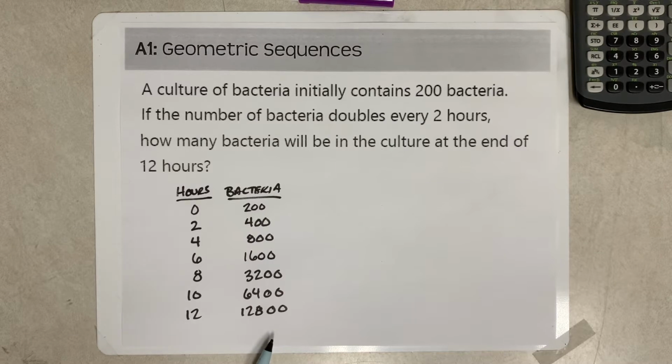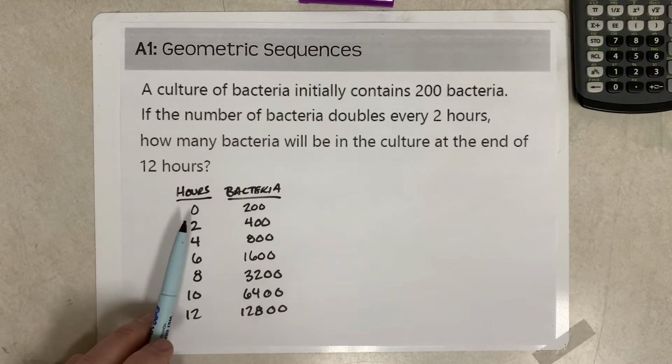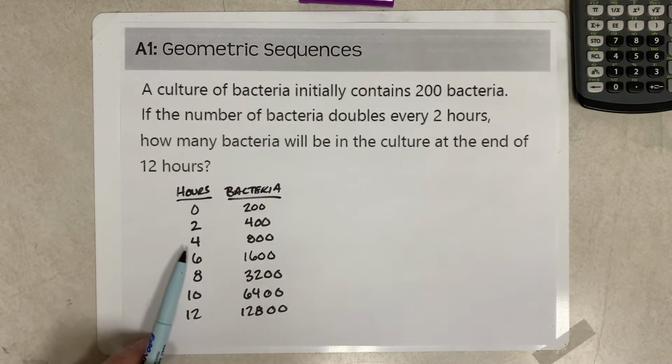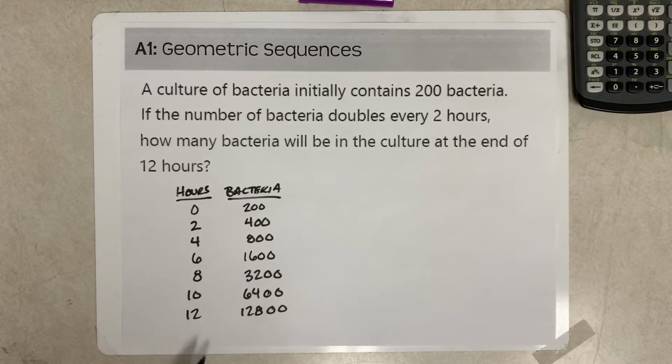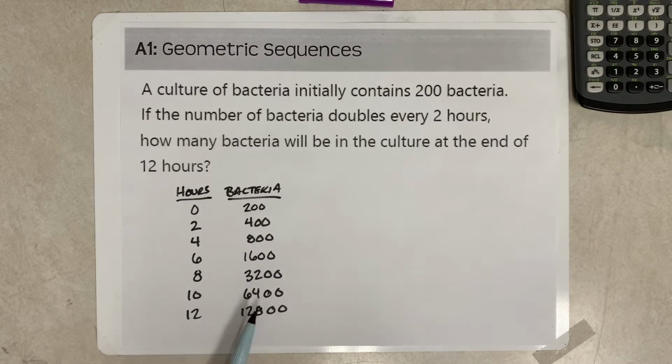If they have you write the sequence, though, that may be a little more challenging. So if you write the sequence, you're going to have to account for the number of hours, 0, 2, 4, 6, 8, 10, 12. And so you might have to just kind of take your n value and understand that it's being doubled every 2 hours, not every 1 hour. But that's the answer to that question right there. And it's a geometric sequence because for these number of hours here, the bacteria are going up and they have a common ratio every time.